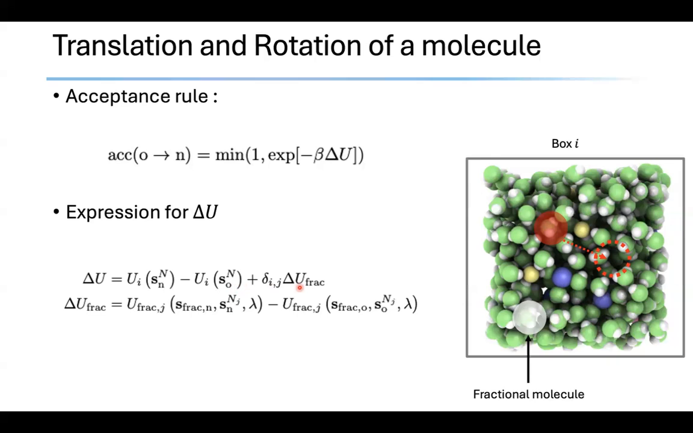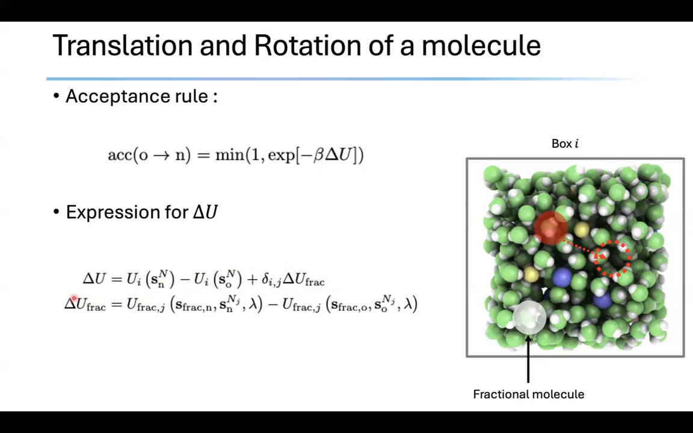Now, if the fractional molecule exists in the same box in which the translation is executed, then this particular parameter, called the delta function or the Kronecker delta, will be 1 because i equals j equals 1. Now, if the fractional molecule is in a different box, then this term is not important and can be neglected.